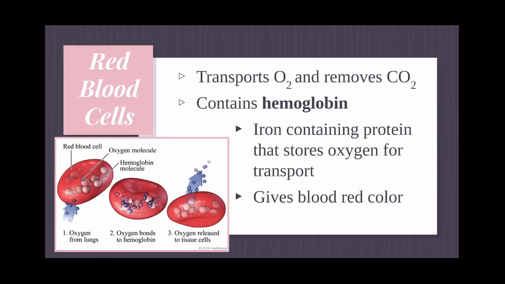And red blood cells contain a protein called hemoglobin. Hemoglobin is what makes your red blood cells red. It is a protein located inside of your red blood cells. It contains the mineral iron. And if you know anything about iron, iron usually has a kind of reddish color to it. And that is why your red blood cells are red.